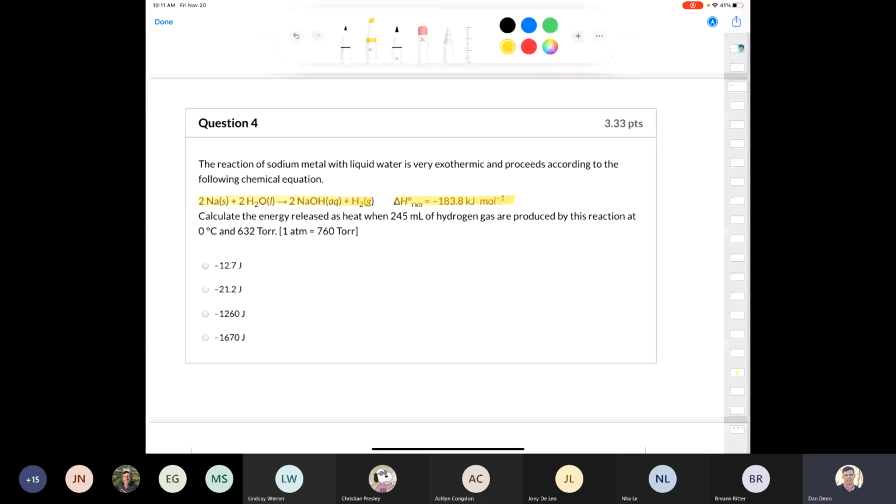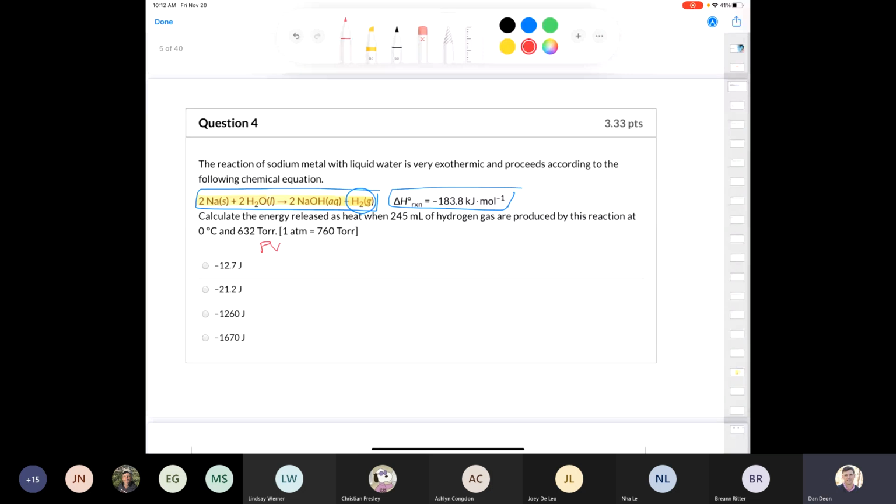Calculate the total energy released as heat when 245 mL of hydrogen gas are produced by this reaction, at 0 degrees Celsius and 632 torr. Well, we know that this value, the delta H, negative 183.8 kilojoules per mole, is specific to this particular equation. That means that it's negative 183.8 kilojoules per 1 mole of H2, right? Because there's only 1 mole of H2 in my balanced equation. Is 245 mL of hydrogen gas at this temperature and this pressure, is that 1 mole? Probably not. How are we going to determine how many moles it is?